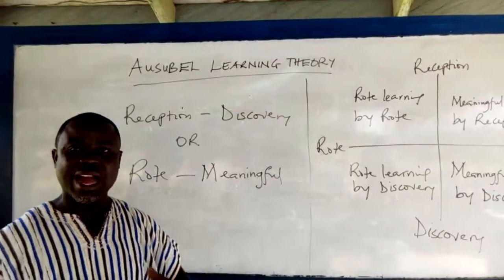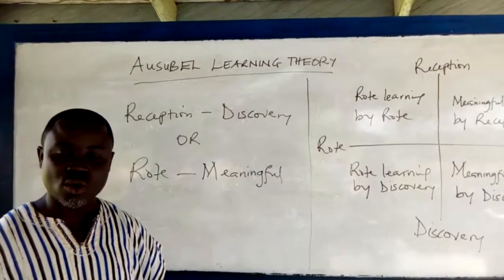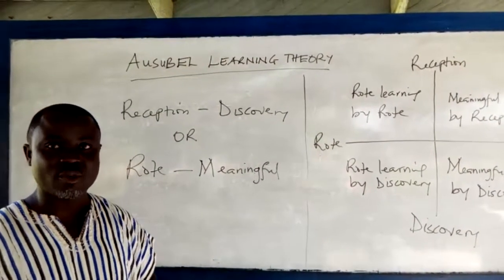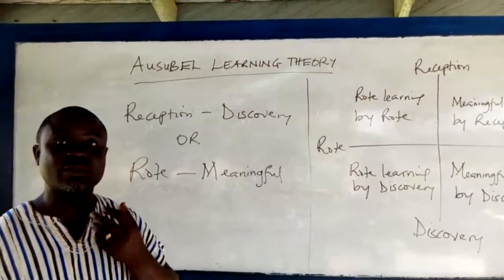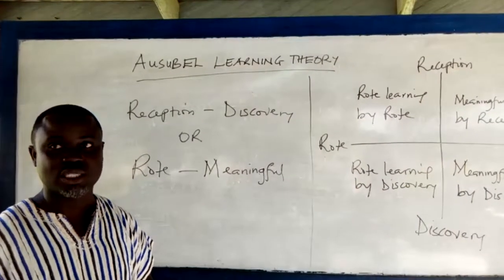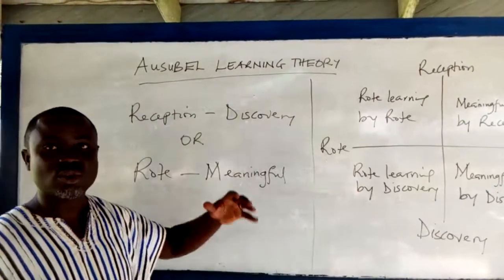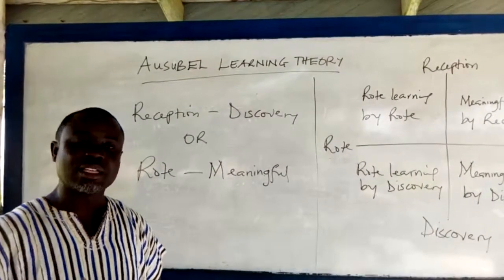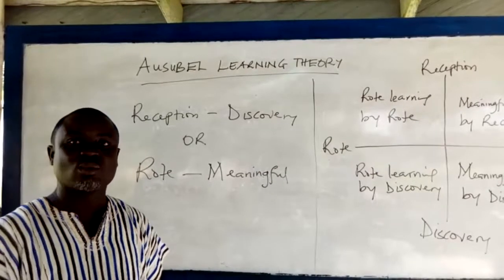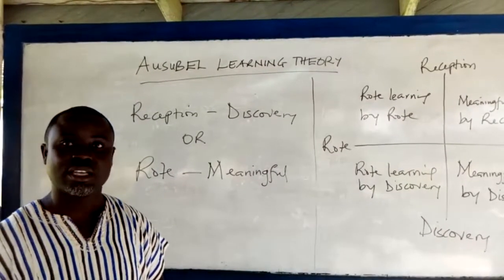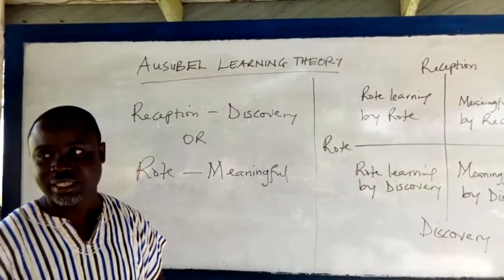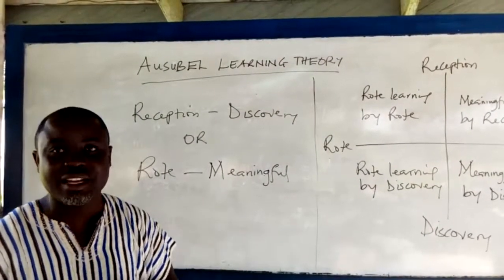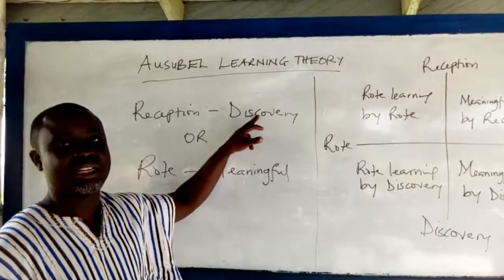Now, if by an experiment or through your own discovery, you are able to get information, then that information is by discovery, just as the name goes. So if I give you some materials and you have a magnet and you pass it over them and the magnet attracts a particular material, what information will you get? What's the inference? The inference is that the particular material that got attracted to the magnet is magnetic. So you've gotten that information by discovery.